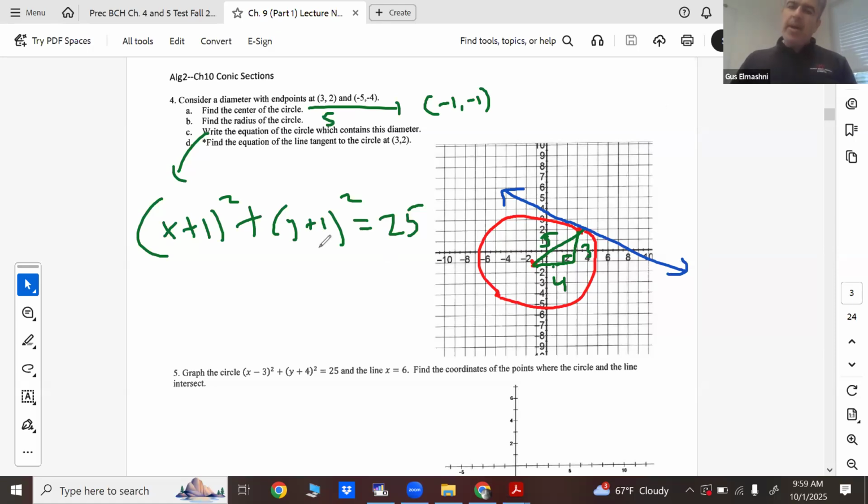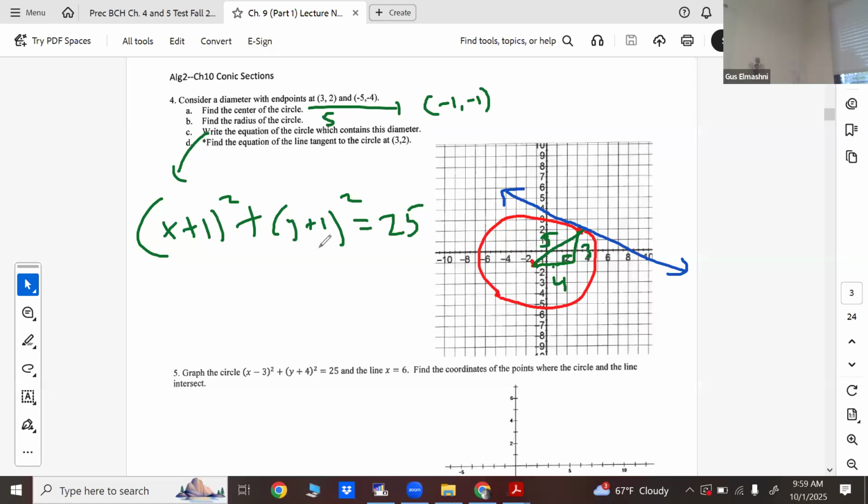And then to write the equation of the line, I did a crappy job drawing this, and here's why I know I did a crappy job. What's true between a tangent line and the radius of a circle? Good. The tangent is always perpendicular to the radius.